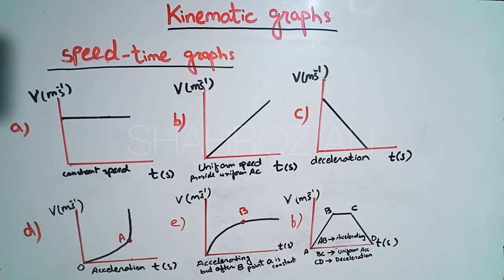So all these six graphs are providing us information about a body that is behaving differently: moving with constant speed, uniform acceleration, deceleration, accelerating, but after point B the acceleration is constant. And in the last graph there are three types of information: accelerating, uniform acceleration, and deceleration.